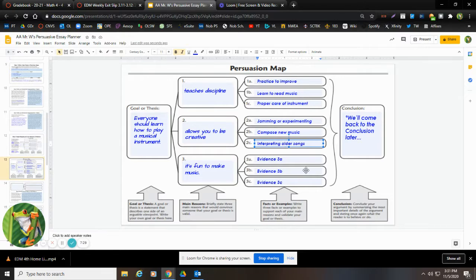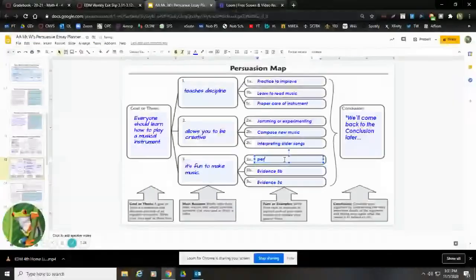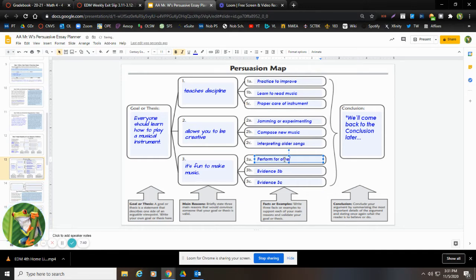And then finally, how is learning a musical instrument fun? Well, one thing you can do once you learn a musical instrument is perform for others. People who learn instruments want to perform. Whether it's at a party to show off to your friends, a talent show, a worship band at your church, or band competitions in middle school or high school, it's fun to perform.